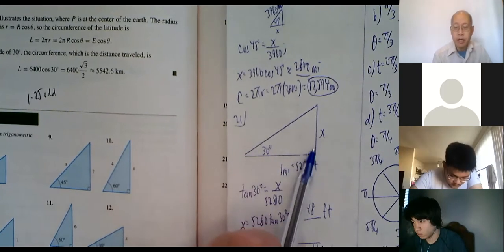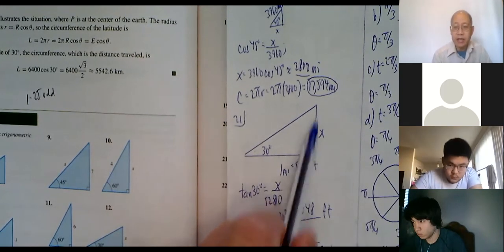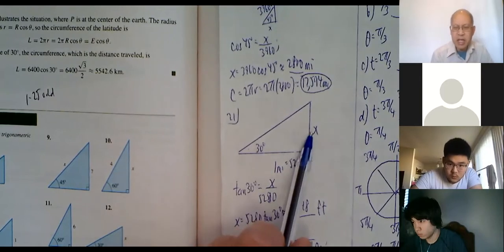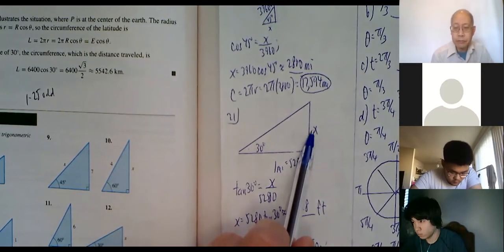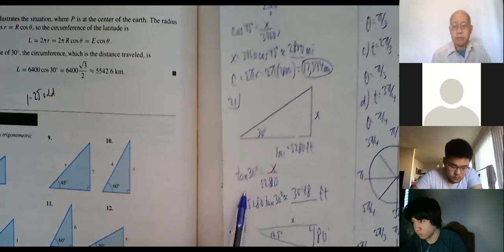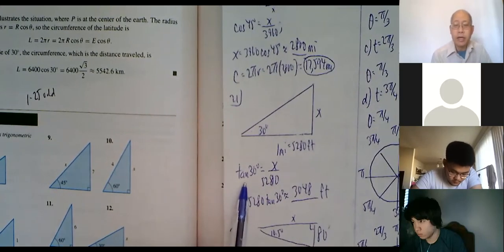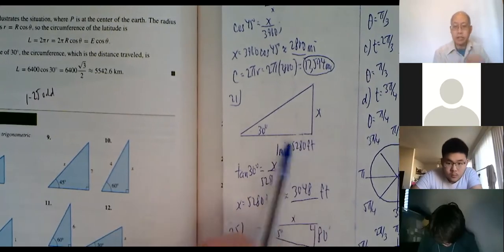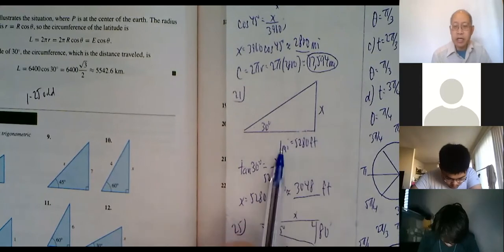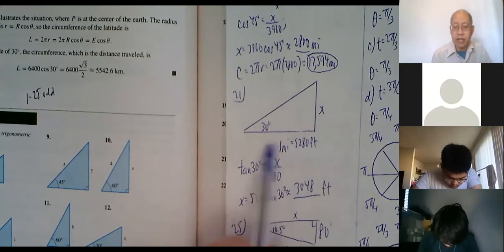Okay, so here's my picture. And we want to know how high this is. Here's 30 degrees. This is the opposite side. This is the adjacent side. So which trig function has opposite and adjacent? Tangent. TOA, T-O-A. Tangent is opposite over adjacent. So the tangent of 30 degrees is opposite x divided by 5,280, the adjacent side.